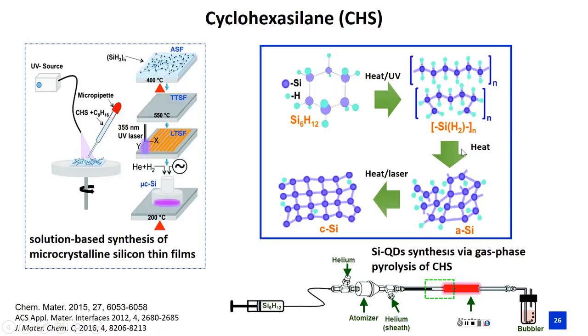With additional thermal treatment, there are several bond breaking events, such as the breaking of the silicon-silicon bond or the breaking of the silicon-hydrogen bond. So we end up with amorphous silicon. The amorphous silicon can also transform into crystallized silicon with additional heat or laser excitation.